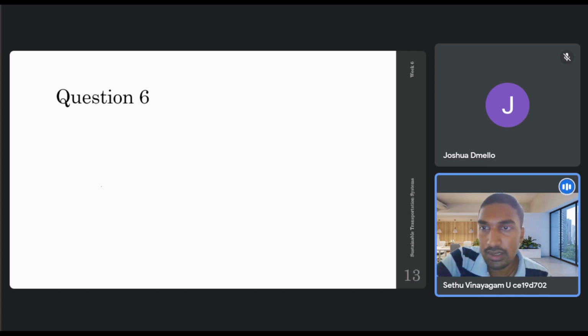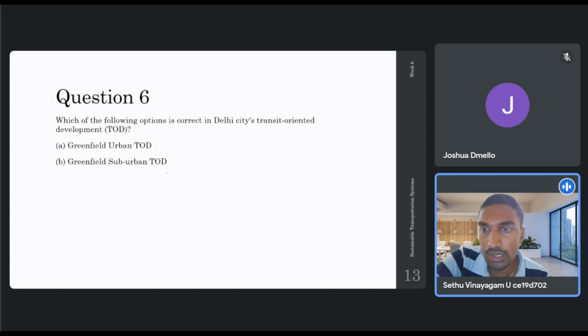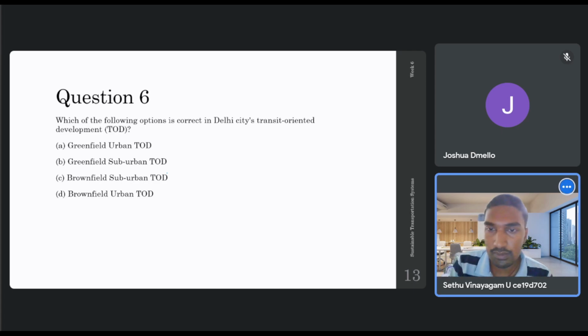Okay, now question number 6 is, which of the following options is correct in Delhi city's transit oriented development, that is TOD? Option A is Greenfield Urban TOD, option B is Greenfield Suburban TOD, option C is Brownfield Suburban TOD, and option D is Brownfield Urban TOD.